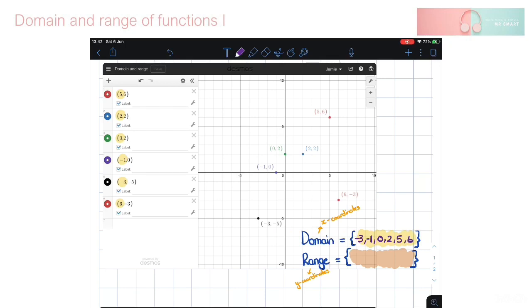And you can do that either from the list of points on the left hand side, or you can just look directly at the graph for that information.